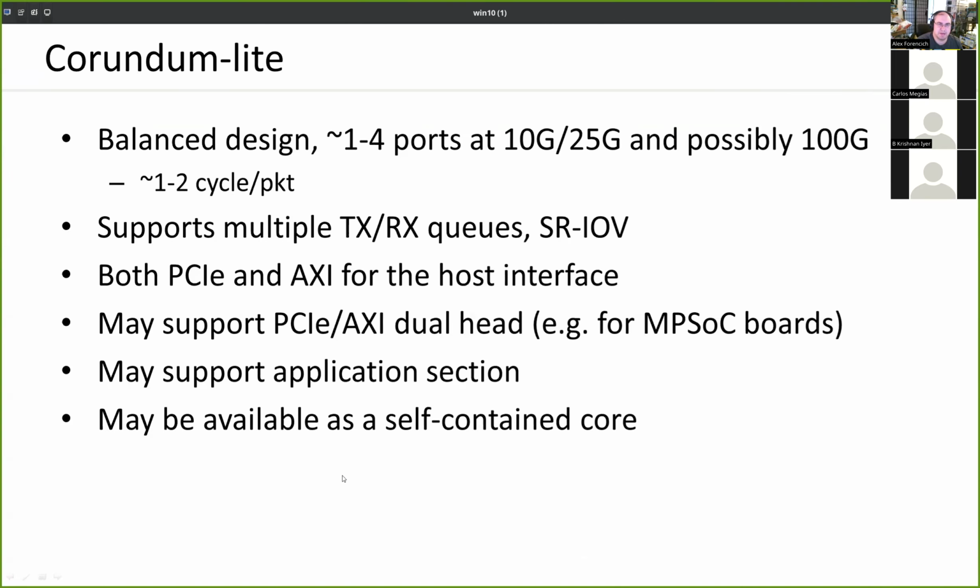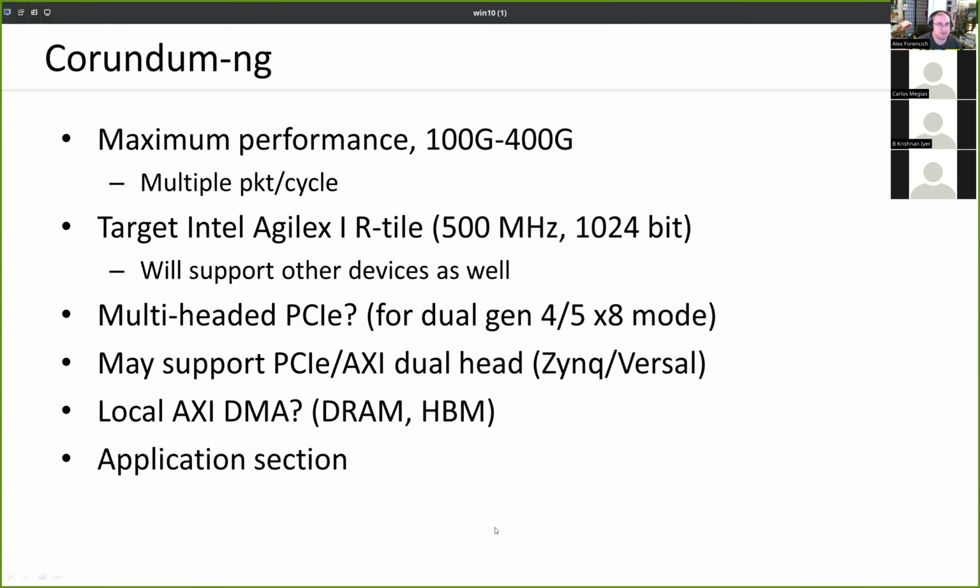So that's that. And then Corundum NG is just turning everything up a couple of notches. So this one is probably going to target the Intel Agilex I R tile. And hopefully it'll be able to support other devices as well. Like I know some Versal devices would probably be a good target for this.